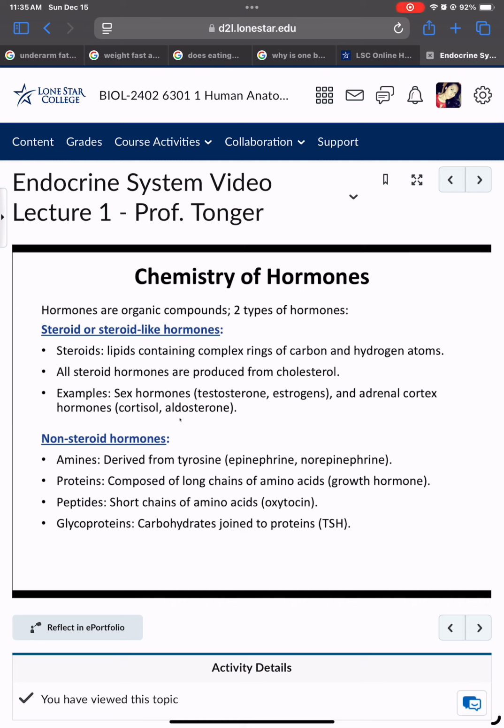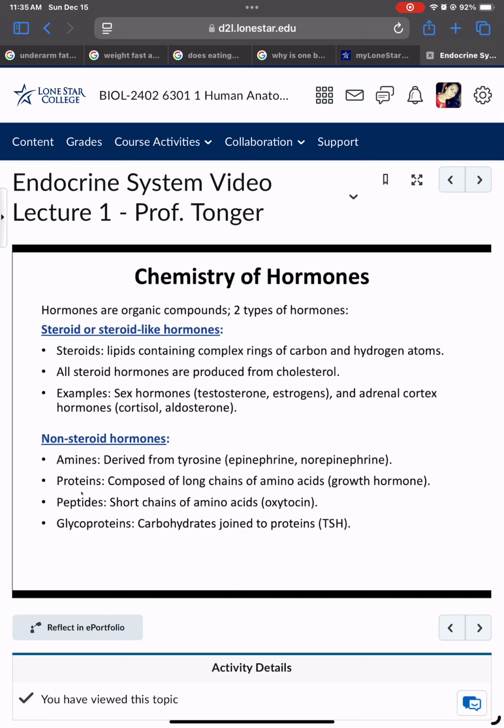Now, the second type is non-steroid hormones, which can be divided into four basic types: amines, proteins, peptides, and glycoproteins. Amines basically come from amino acids. If you slightly modify a single amino acid, you will get an amine. That's why it's described as derived from tyrosine, which is a type of amino acid, the monomer unit of protein, if you remember. The examples are epinephrine and norepinephrine.